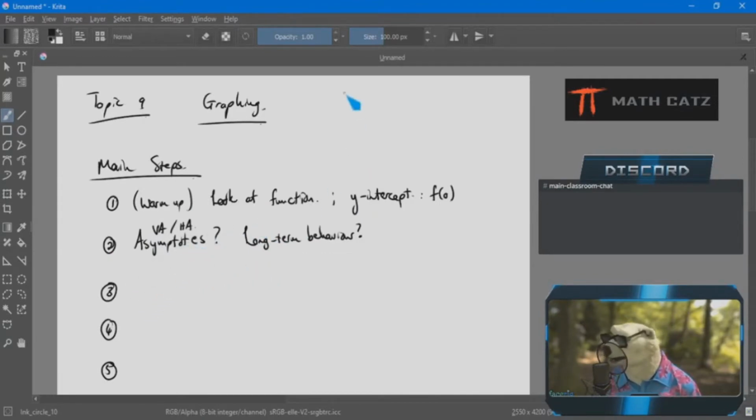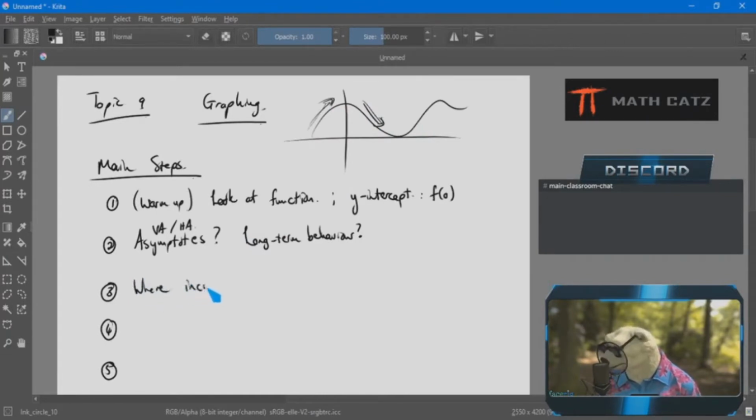Then, if I look at a graph, sometimes it's going to go uphill, sometimes it's going to go downhill. We say it's increasing and it's decreasing. So I want to know where is the function or the graph increasing and where is it decreasing.